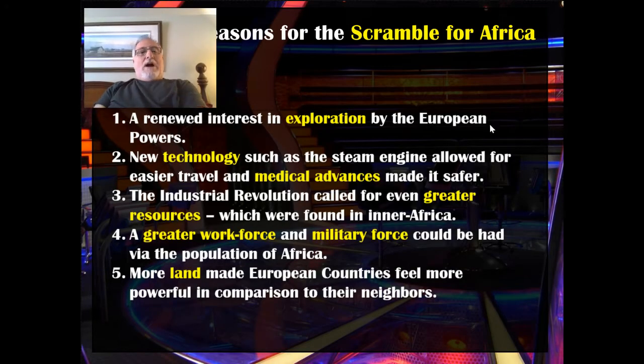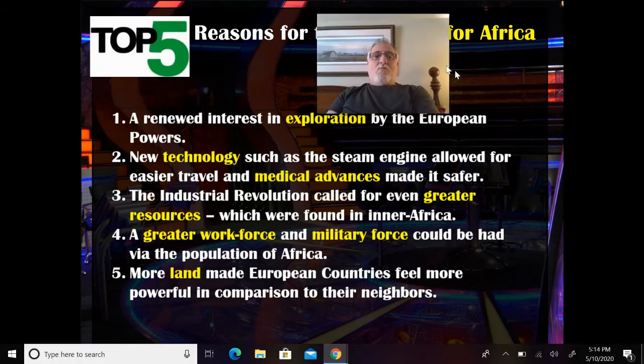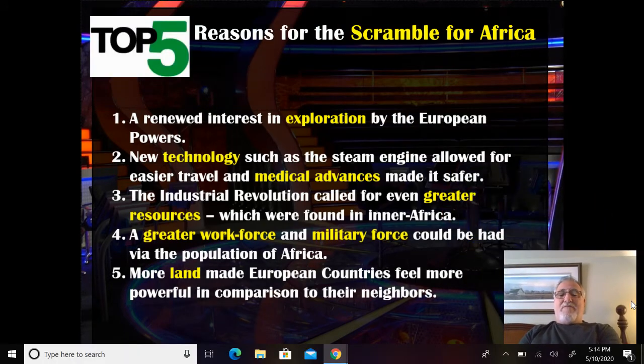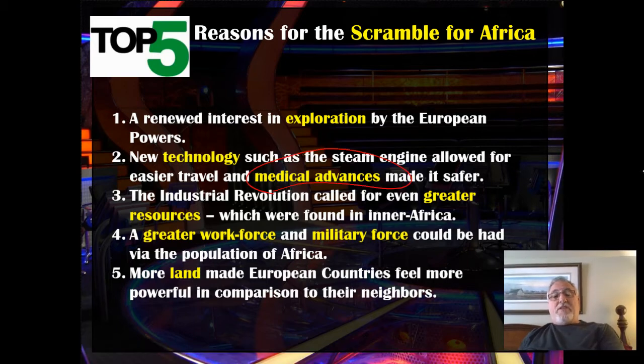Now, why this scramble? There are five big reasons for this interest in Africa. One, something to do. Let's go explore, adventures out there. Two, medicine. This is the technological advance we're talking about now.